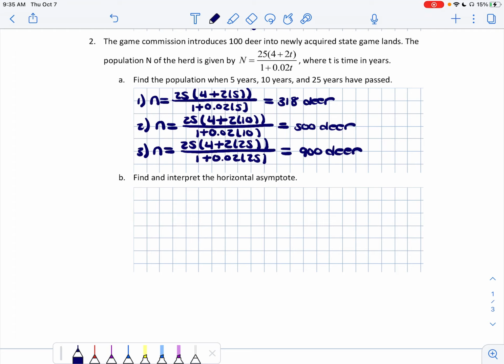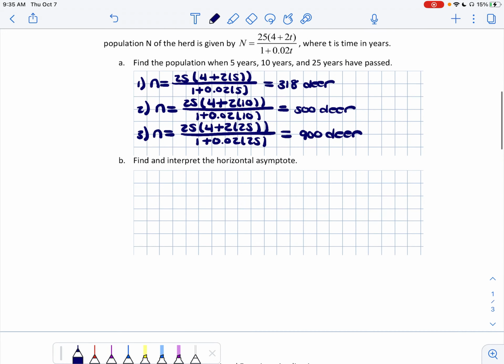So in part B, we want to again find and interpret the horizontal asymptote. Now, what I would do on this one, if we're looking at our function here, we have that 25 factored out of the numerator. So the first thing I would do is go ahead and distribute that 25 in. So we'd have 100 plus 50t all over the quantity 1 plus 0.02t. It's easier to figure out a horizontal asymptote if everything's fully expanded, because then it's easier to identify our degree and our leading coefficient.